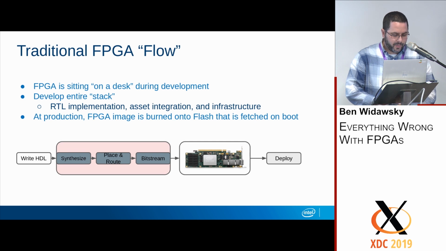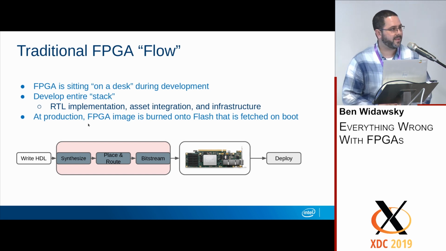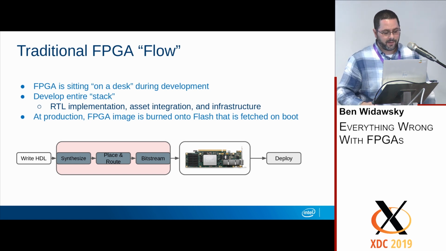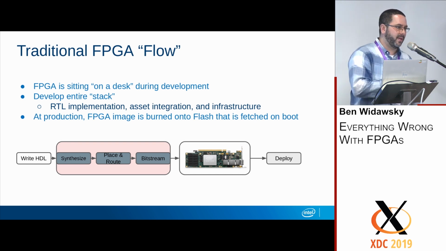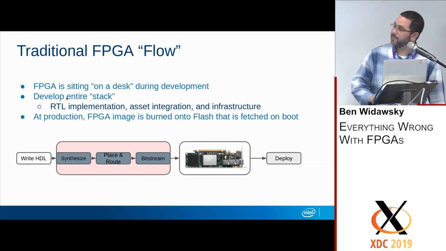I won't spend too much time here, but this is what the flow might look like. You have an FPGA on your desk. You're developing the entire stack either by acquiring IP assets from somewhere or writing the code yourself, and you're putting all the glue together. And so when you're ready to go, you have your HDL. It gets synthesized. You have a bit stream, and it ends up on the FPGA, typically in the flash. And then you ship your FPGA. Good to go.